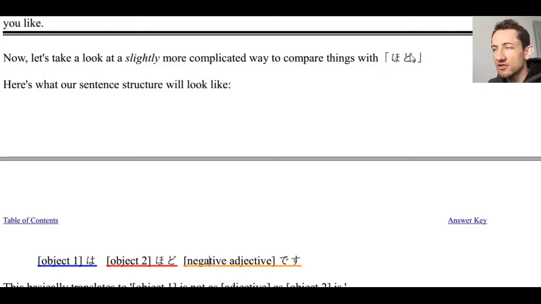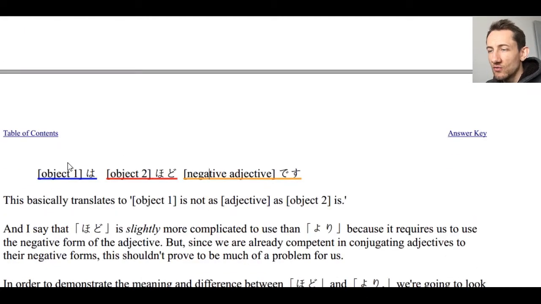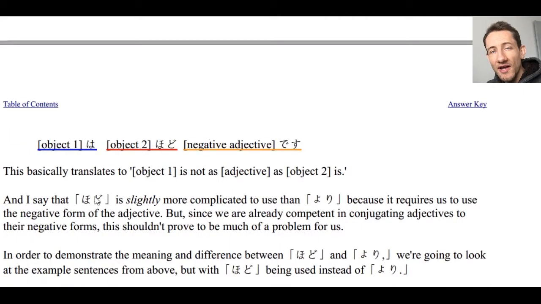So the structure of our sentences is going to look something like this. We'll have object 1 wa, object 2 hodo, negative adjective desu. As you can see, it looks quite similar to using yori. Instead of using yori, we use hodo. And instead of using just a regular adjective, we use the negative form of the adjective. So that's why I think using hodo is slightly more complicated than using yori, because we have to conjugate our adjective to its negative form.